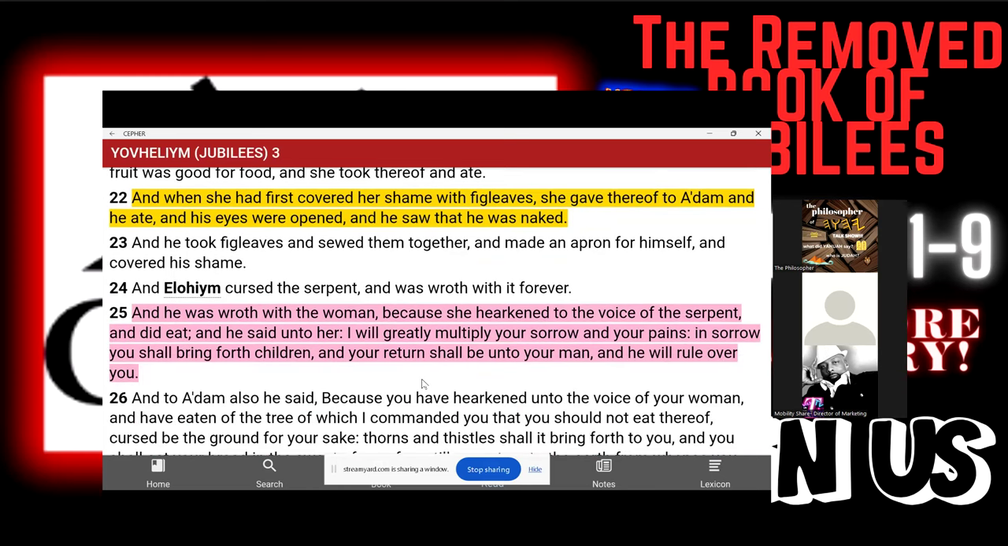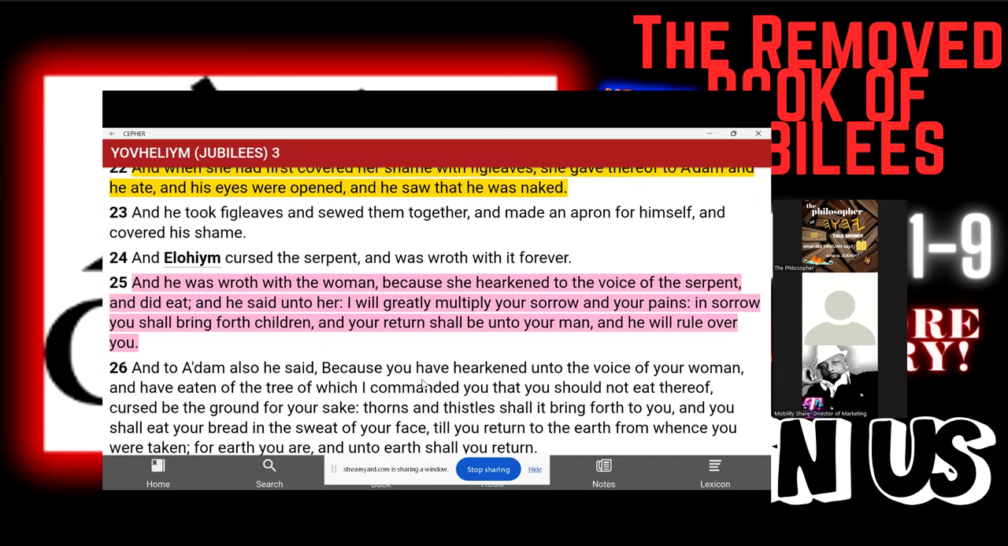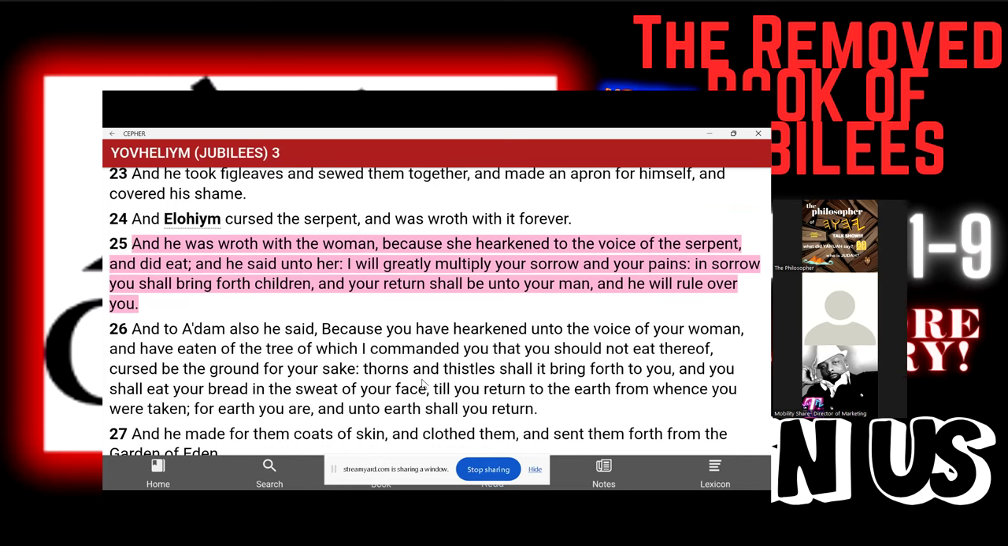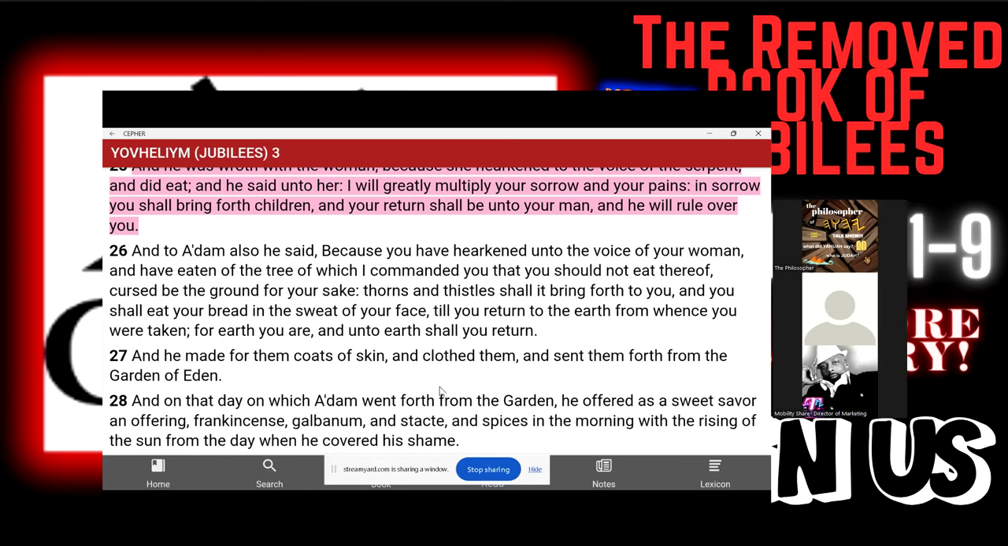And Yahuwah cursed the serpent and was wroth with it forever. And he was wroth with the woman because she hearkened to the voice of the serpent and did eat. And he said unto her, I will greatly multiply your sorrow and your pains. In sorrow you shall bring forth children, and your return shall be unto your man, and he will rule over you. And to Adam also he said, because you have hearkened unto the voice of your woman and have eaten of the tree of which I commanded you that you should eat not thereof, cursed be the ground for your sake.